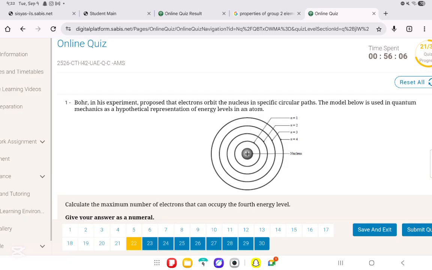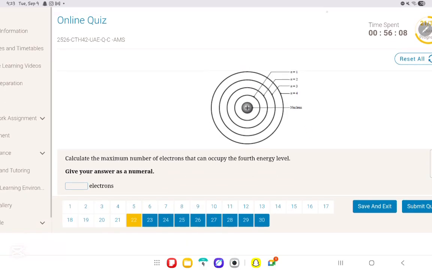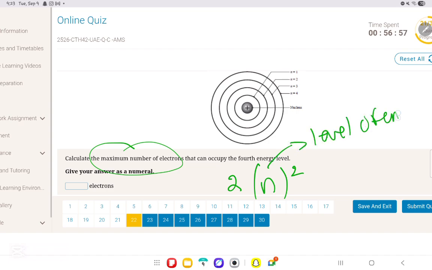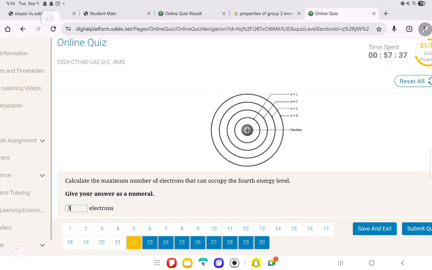22. They're asking us for the maximum number of electrons that can occupy the 4th energy level. How do you find it? So what is the equation for maximum number of electrons? It is 2 times n squared. N in this case is the level of energy. So just substitute: 2 times 4 squared. That's going to be 32. So 32 electrons.